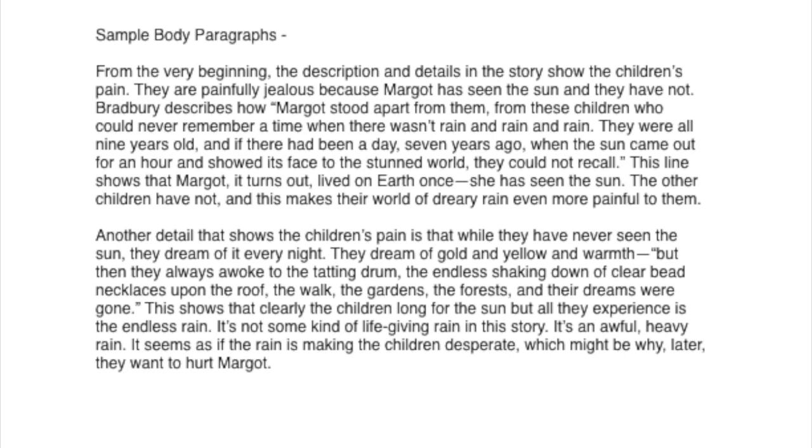They were all 9-year-olds, and if there had been a day 7 years ago when the sun came out for an hour and showed its face to the stunned world, they could not recall. So that quote was text evidence. This line, now I'm going to talk about it. This line shows that Margot, it turns out, lived on Earth once, and she has seen the sun, and the other children have not. And she makes their world of dreary rain even more painful to them. So now I'm elaborating on my text evidence. And here I'm going to transition into the next detail.